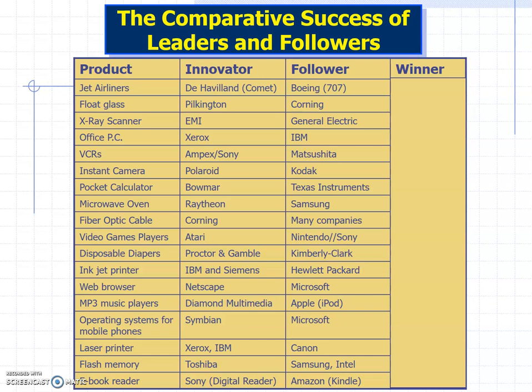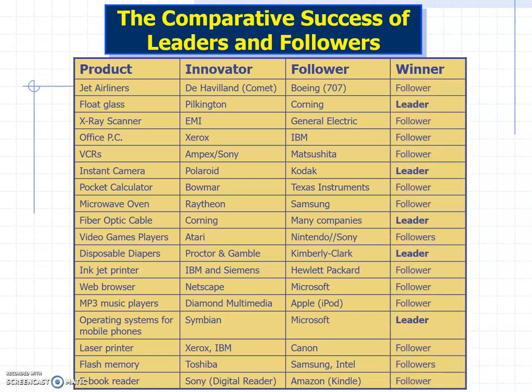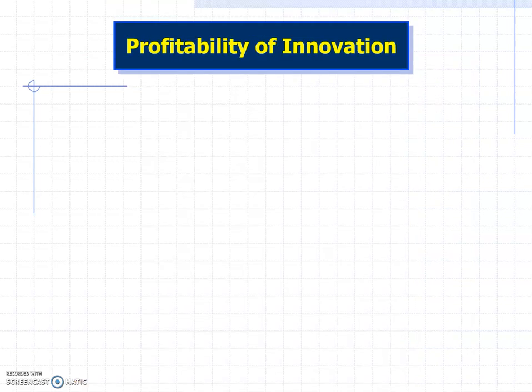But in most of these cases, I'm not going to go through one by one, but I would urge you to take your time, you can pause the video and look. You can see in most of the cases, it's the follower that actually gained the advantage and took most of the value of that innovation. And the question we have to ask again is why? What makes it that way? What makes one company able to capture the value of an innovation while another one cannot?